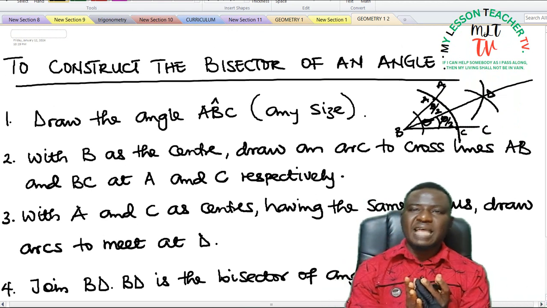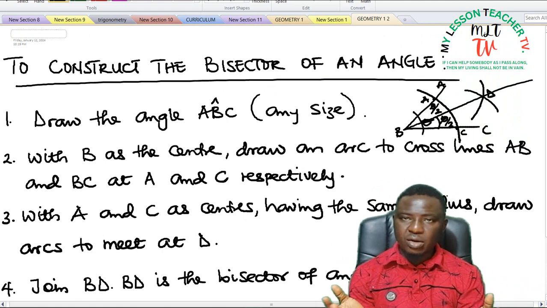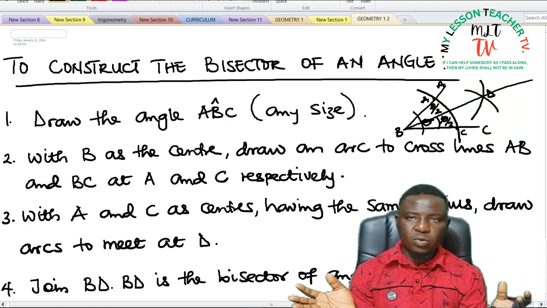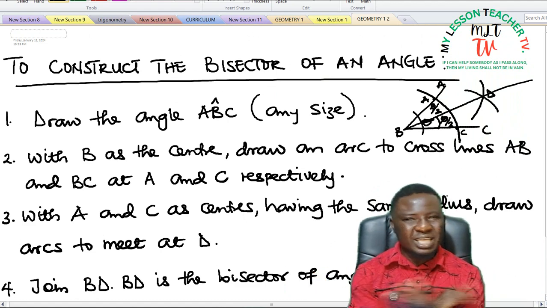So, this is how to bisect a given angle. It may be an acute angle, reflex angle, angle 90 degrees, 180 degrees, or whatever angle.